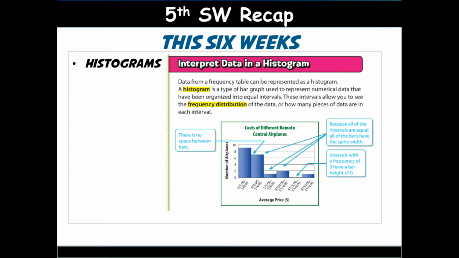Histograms. The difference between a histogram and a bar graph is that in a bar graph, the bars are not touching. But in a histogram, they are, because they're all pertaining to the exact same data. They represent data that's been organized into intervals, into groups. And what you're doing is telling me, okay, from this interval to this interval, how many times did it happen? That's your first bar. This interval to this interval, how many times did this occur? What was the frequency? That's your second bar. And you keep doing that. And that's helping you find out how frequent something is happening.